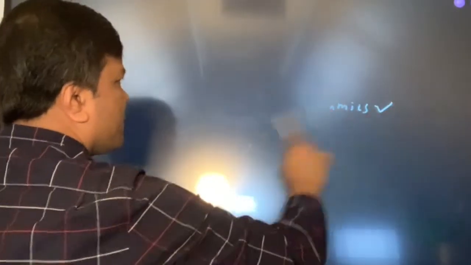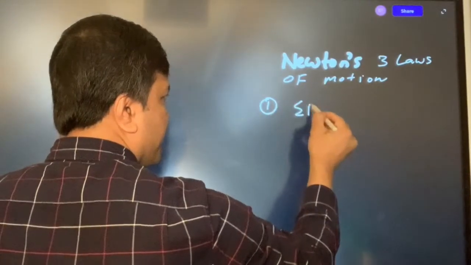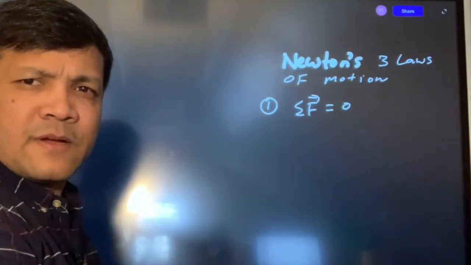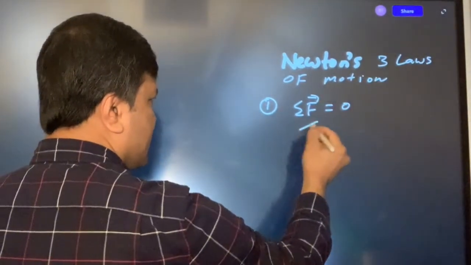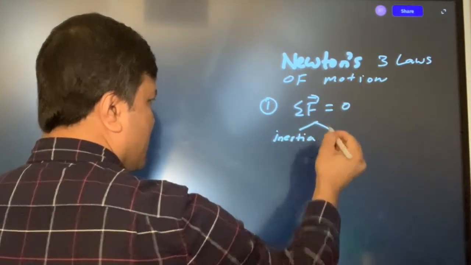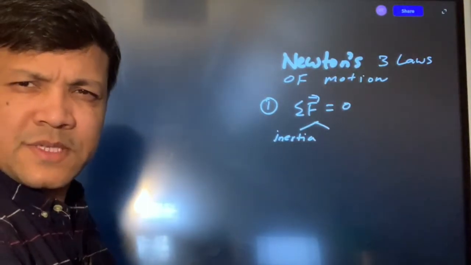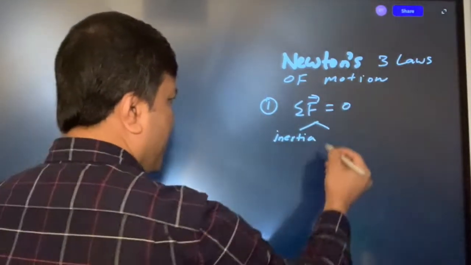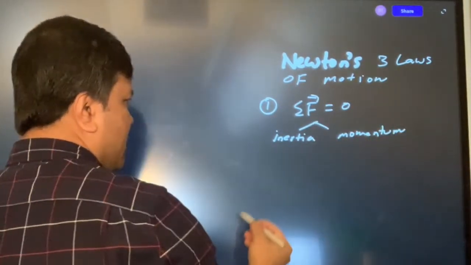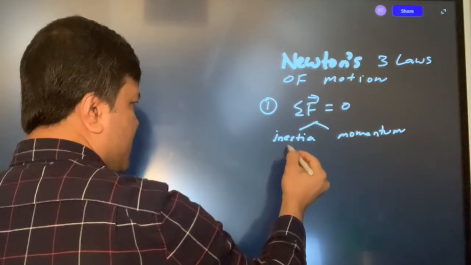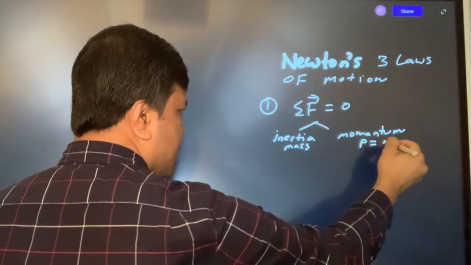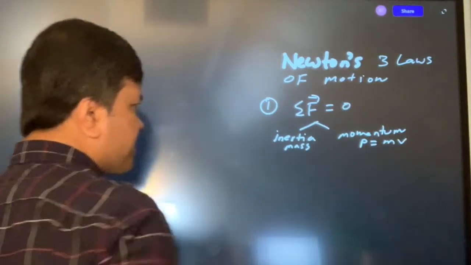So I'm going to write Newton's 3 laws of motion. Newton's first law applies when net force is 0. It can be divided into 2 parts, as you know: inertia, when object at rest like to stay at rest, when object in motion like to stay in motion, and that we call momentum. The main property of inertia is mass, and the main property of momentum is mass times velocity.